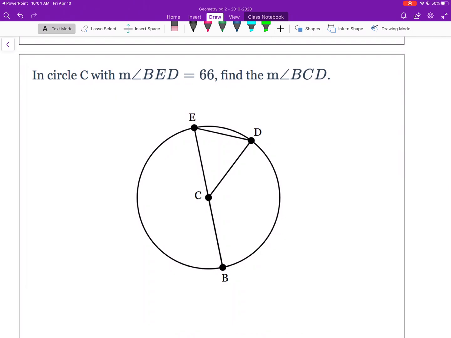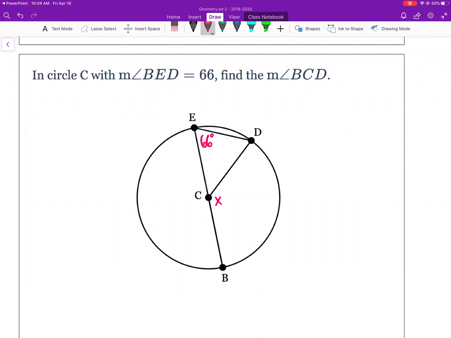In circle C, with the measure of angle BED equal to 66. All right, let's fill that in. Always, they tell you something, fill it in. Angle BED is 66 degrees. Find the measure of angle BCD. All right, so BCD is here, central angle.